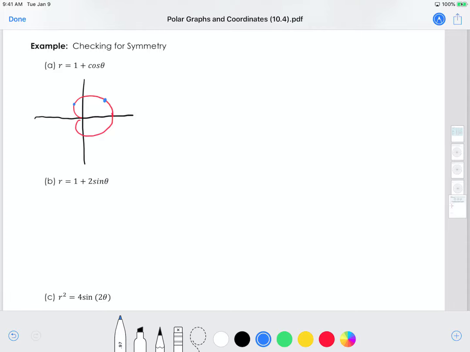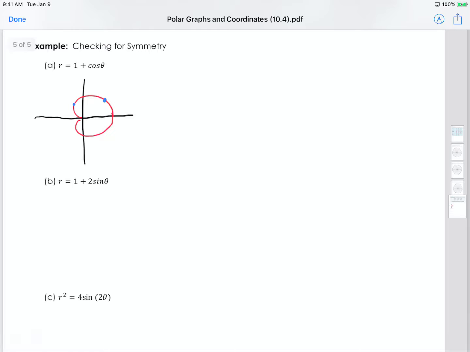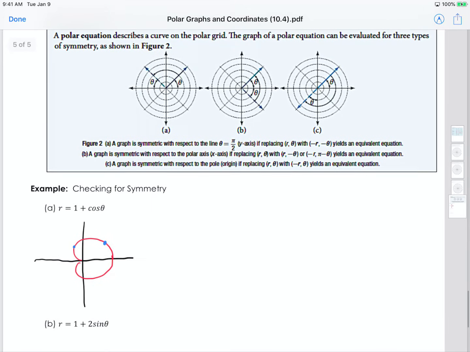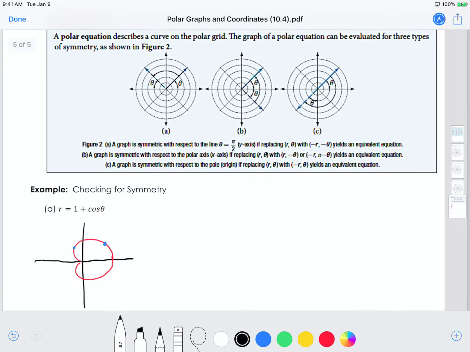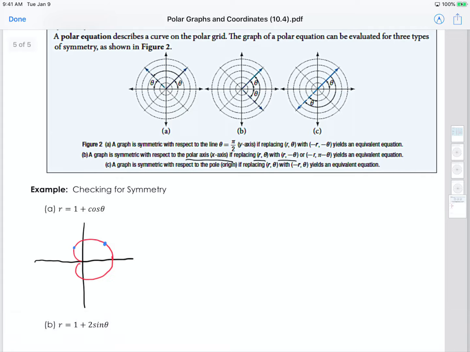So if you're not 100% sure, then you should definitely do the test. But to me, this looks like symmetry about what we think of as the x-axis or the polar axis. So that is the test that I'm going to do. So if I look back up at my rules, if I want to check for symmetry with respect to the polar axis, I need to replace r and theta with r and negative theta.